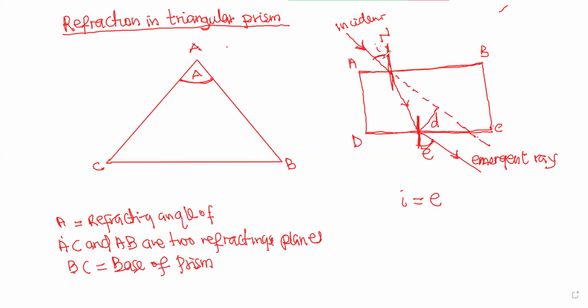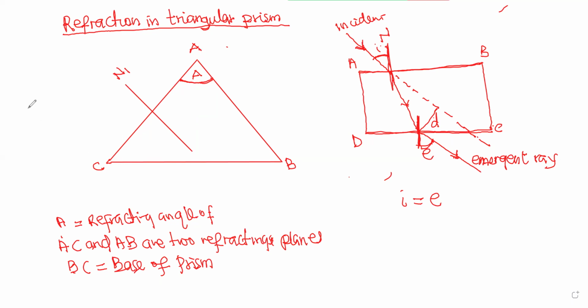All right. So these are the parts of the prism. Now, I've explained to you what A is. AC and AB are two refracting planes. So what it means is that if light is incident at this side, this is one normal. So this is N1. This normal is perpendicular to AC.